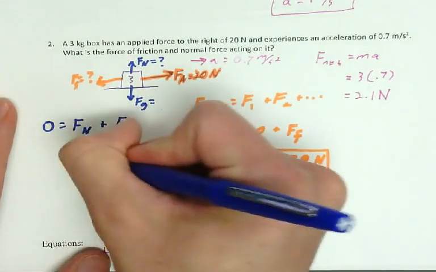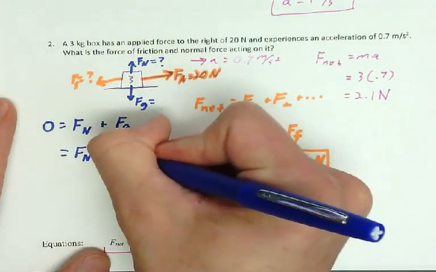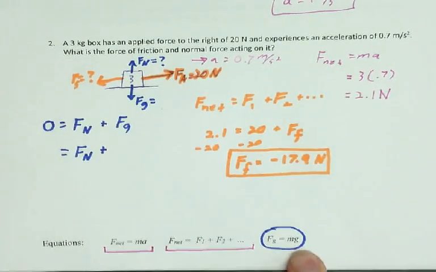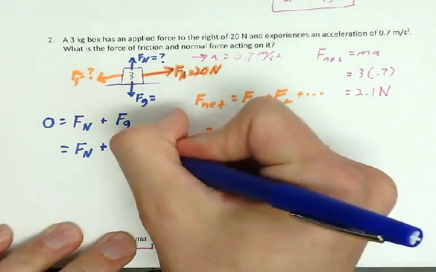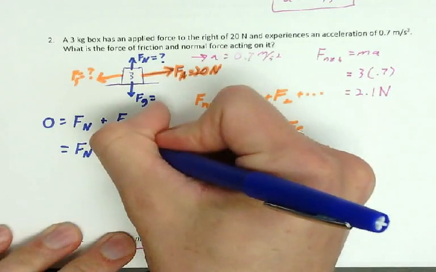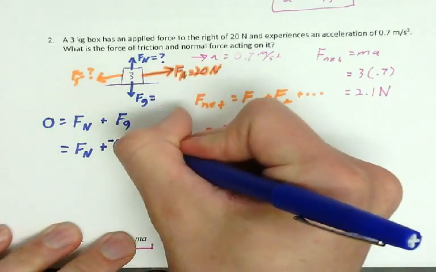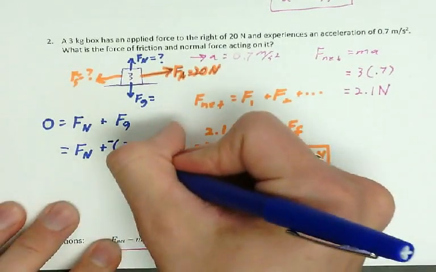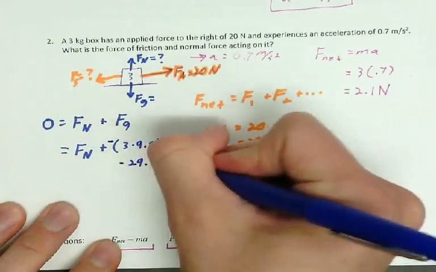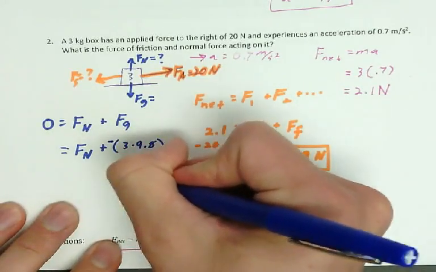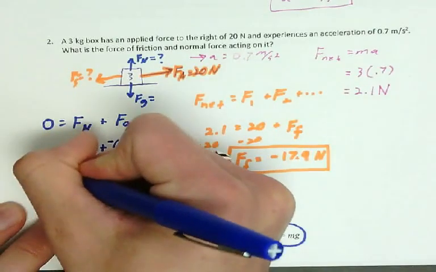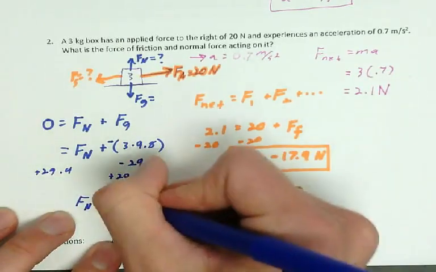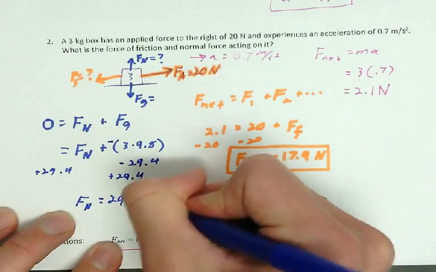I don't know what the normal is. And that looks like where I'm stuck because I don't know what gravity is either, except you can find gravity by doing Fg as mg. So just replace Fg with mg. Now it does need to be negative because it's down. So this is negative 29.4. Add that to the other side. And we get the normal force equals 29.4.